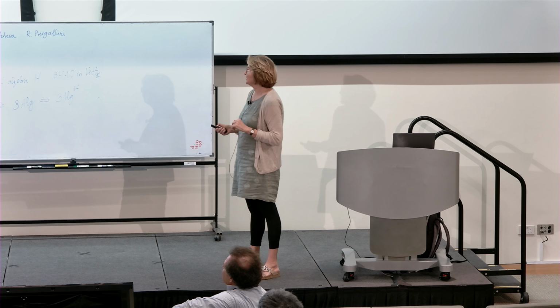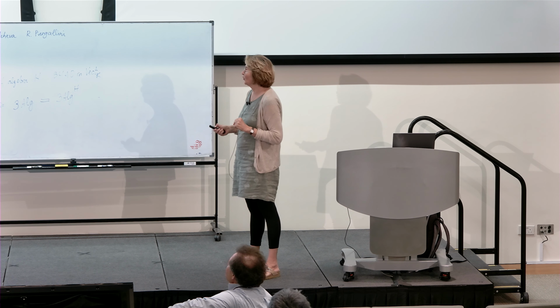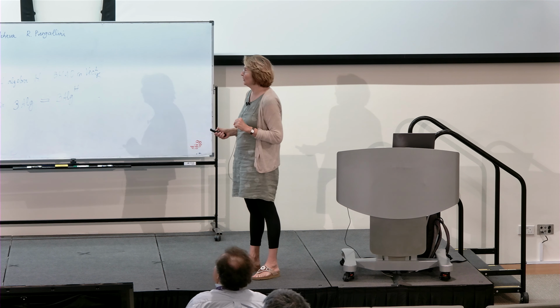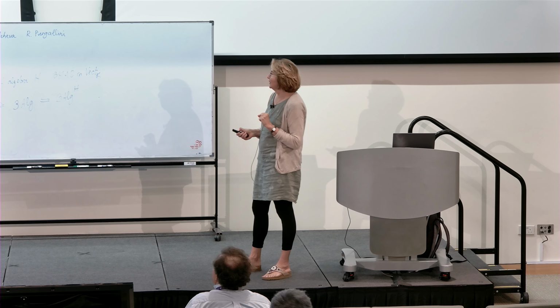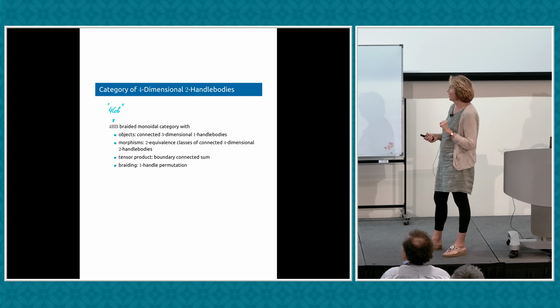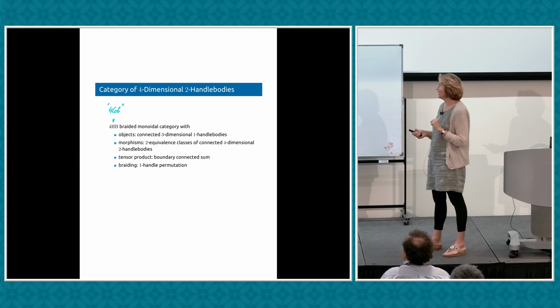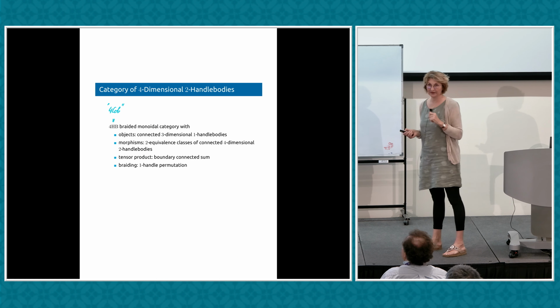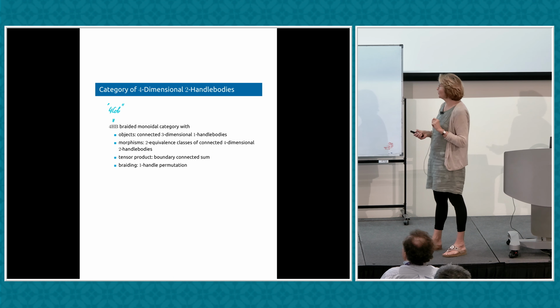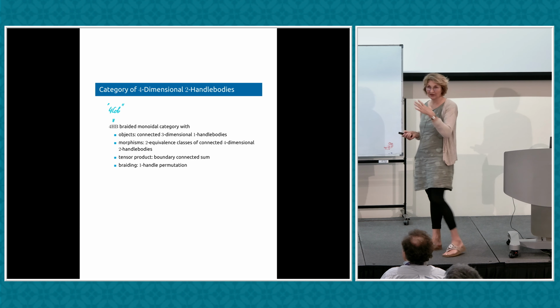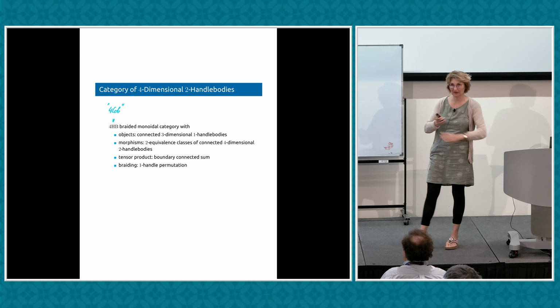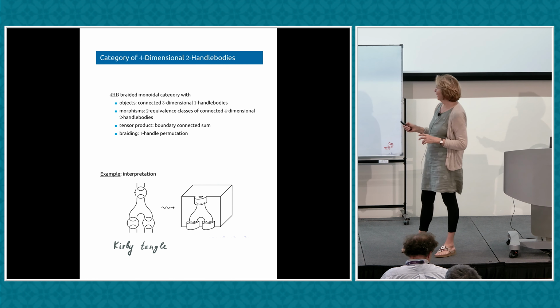And so let me just define what I understand under my 4-category. We will call this category 4HB, for 4-dimensional handle bodies. And this is a braided monoidal category where the objects are connected 3-dimensional 1-handle bodies, and morphisms are 2-deformation equivalence classes of connected 4-dimensional 2-handle bodies. Again, the monoidal structure will be boundary connected sum, and the braiding is the same braiding as before. This is just exchanging of 1-handles. So this is a picture.